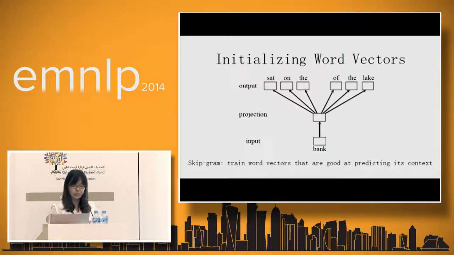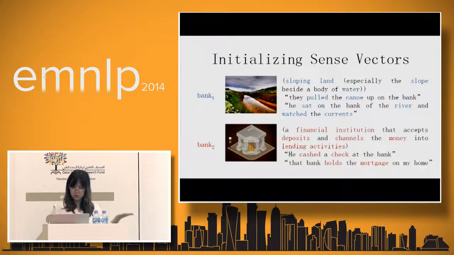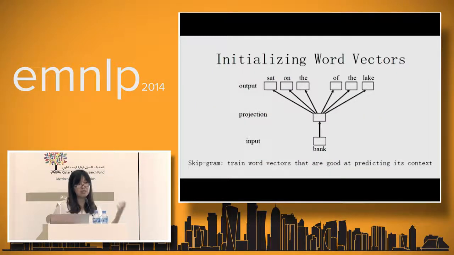To do so, first, they learn the initialized word vectors based on the skipgram, which is a popular neural network-based language model. The training objective of this model is to learn word vectors that are good at predicting its context. For this example, it's a sentence, sit on the bank of the lake, and the given word is bank. We want to use the word bank to predict its context, sit on the of the lake, the context words. So we use the skipgram model to learn the initialized word vector.